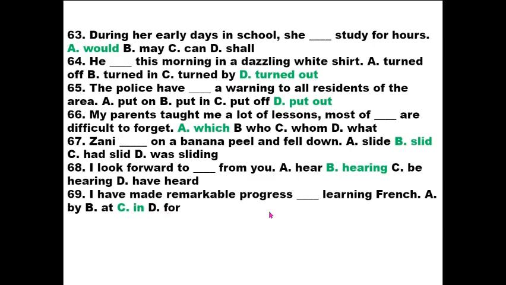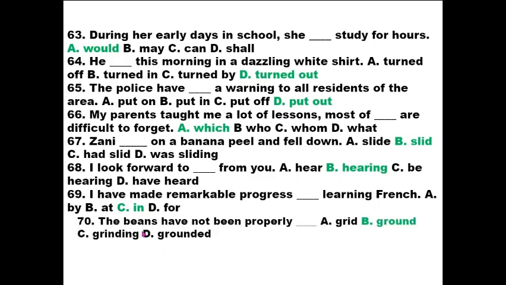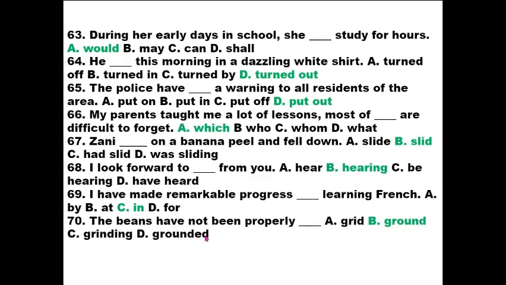69. I have made remarkable progress in learning French. You make progress in doing something, okay? And the last but not the least, 70. The beans have not been properly dash. The past tense of grind is ground. Grounded is when something has come to a full stop. But when you talk of grind, you grind beans, and then the past tense is ground.